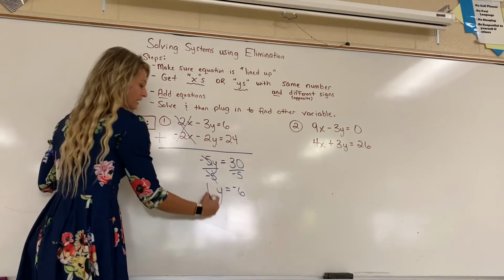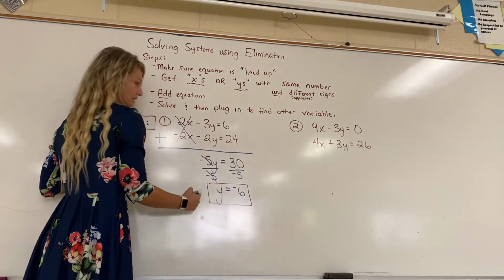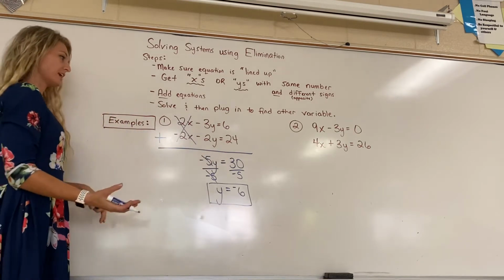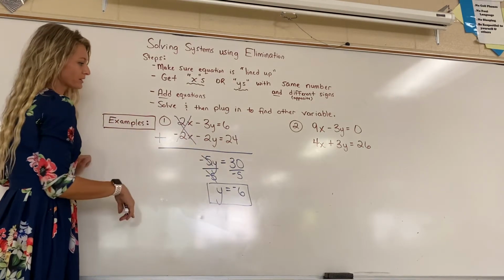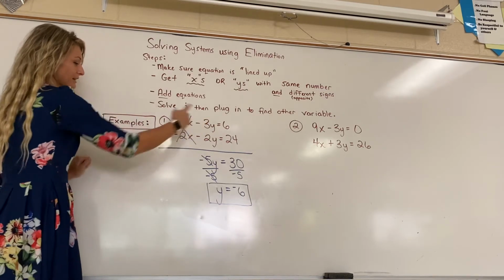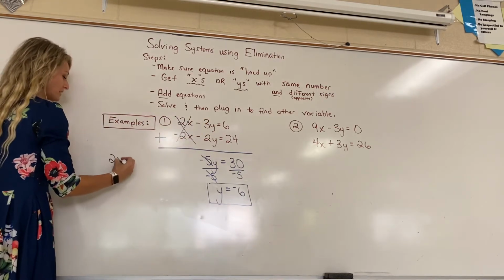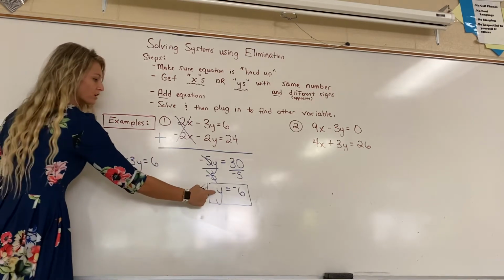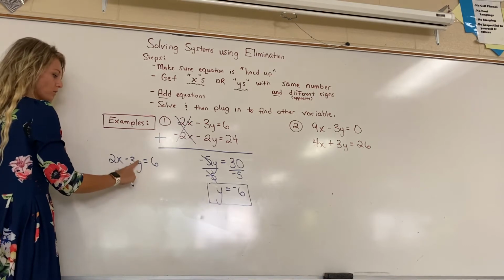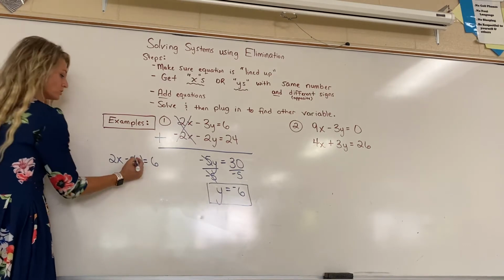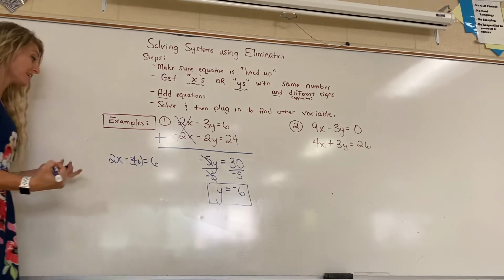So now that I know what my y value is, I just have to take this, plug it into either equation to find the x. And so I usually just choose the one that looks a little bit easier to me. This one looks a little bit easier, so I'm going to go to the side. I'm going to copy that equation down, and then I'm going to plug in what I have. So I know what the y value is, so I'm going to plug the y value in, which was negative 6 right there. And then I solve that.